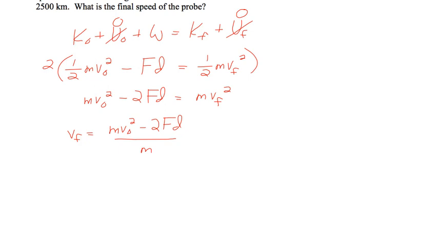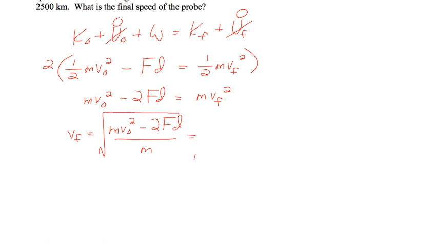I wasn't able to cancel m out in this problem because the work was there and there's no m in that term. In the absence of work, you can usually cancel out the m's because we have m in the kinetic and potential energy equations, but we don't have it in work. So that would equal vf squared, so we want the square root of that.